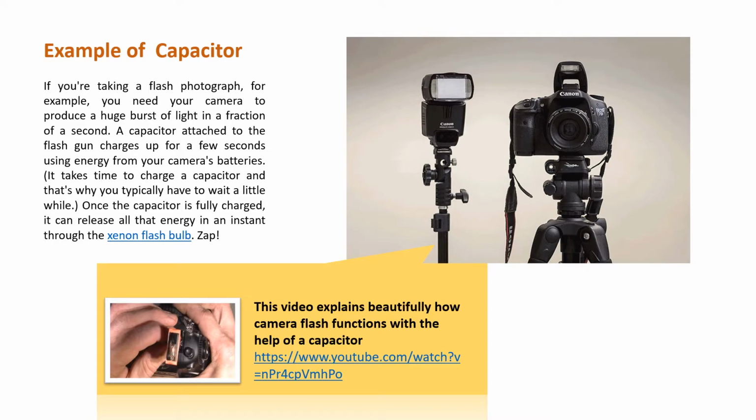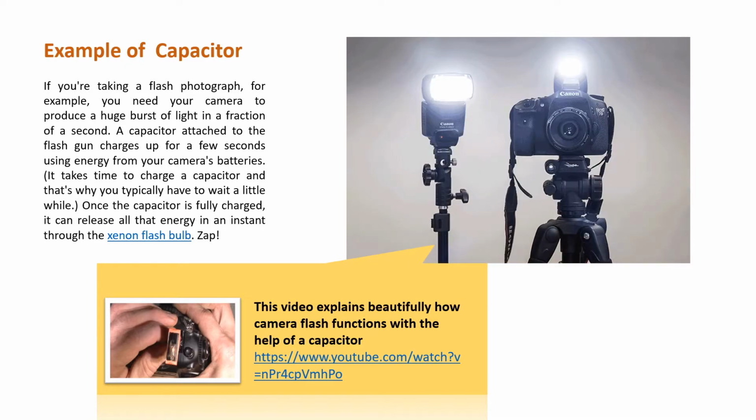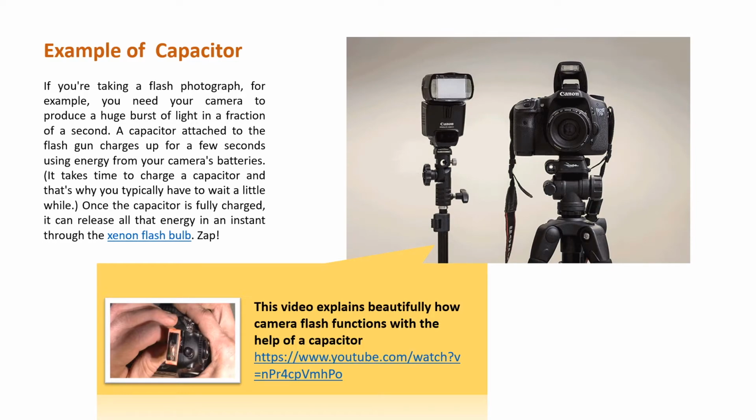For example, you need your camera to produce a huge burst of light in a fraction of a second. A capacitor attached to the flash gun charges up for a few seconds using energy from your camera's batteries. It takes time to charge a capacitor, and that's why you typically have to wait a little while. Once the capacitor is fully charged, it can release all that energy in an instant through the xenon flash bulb.